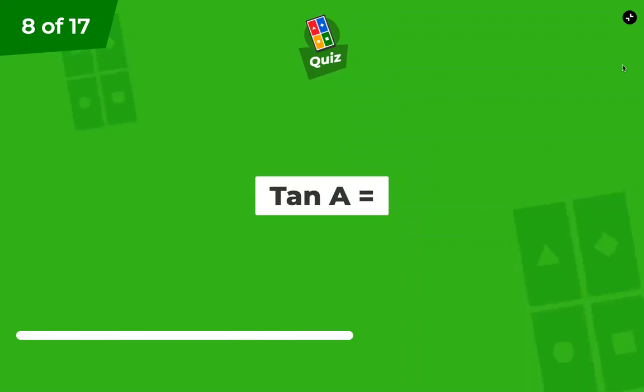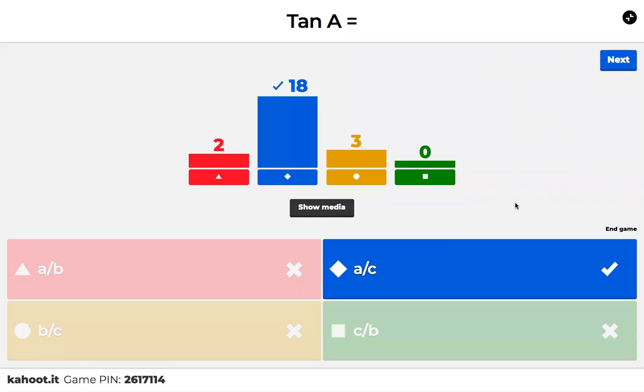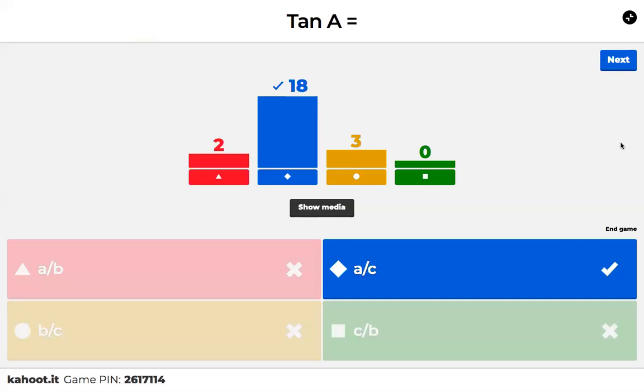Tangent. Remember, guys, opposite over adjacent is tangent. Hey, look at that. 18 of us got that correct. That's really good. And if you got that wrong, that's okay, we can always learn from it. Tangent of A is opposite A over adjacent C, so A over C was our answer.